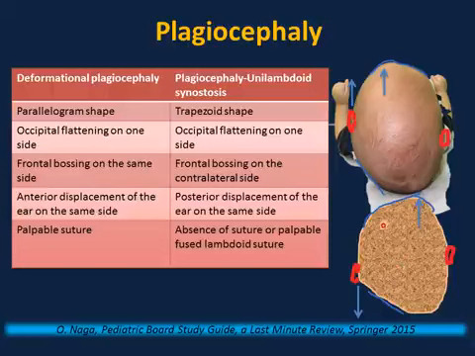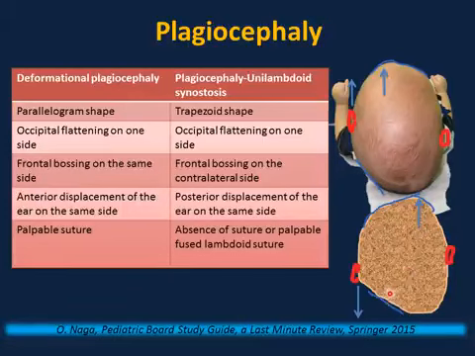If you look at this case here, this is an example of premature fusion of a lambdoid suture on the left side. So the occiput here is flat, the ear is displaced posteriorly instead of anteriorly, and the frontal bossing on the opposite side. So the treatment here is reassurance, the treatment here is surgery.